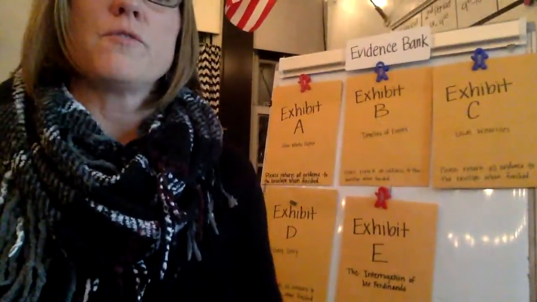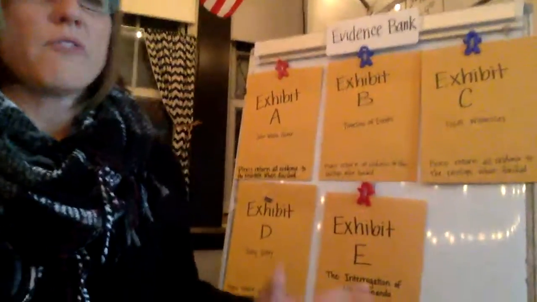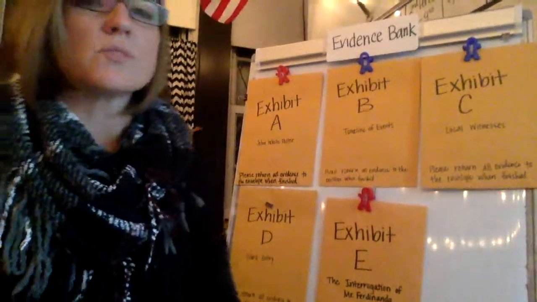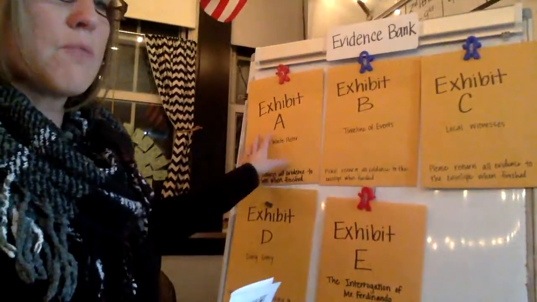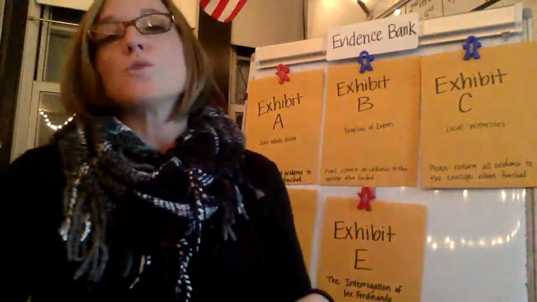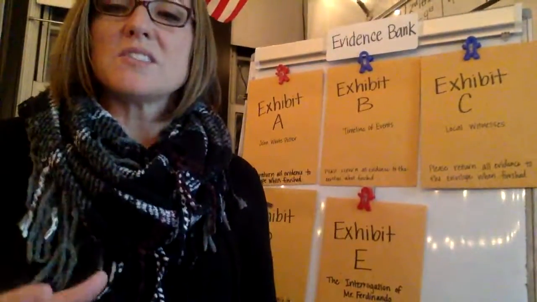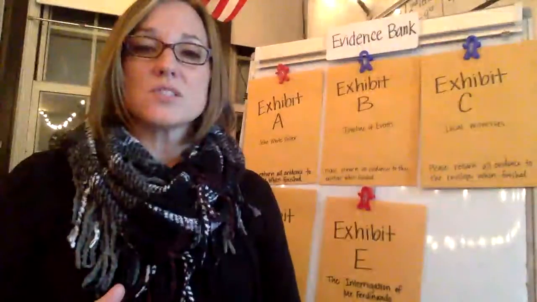The next thing you're going to do is take turns coming up to our evidence bank and using the evidence to find out what happened. So you will take turns grabbing an envelope, take it back to your table. When you open the envelope, there will be several pieces of information inside that are clues to what happened.